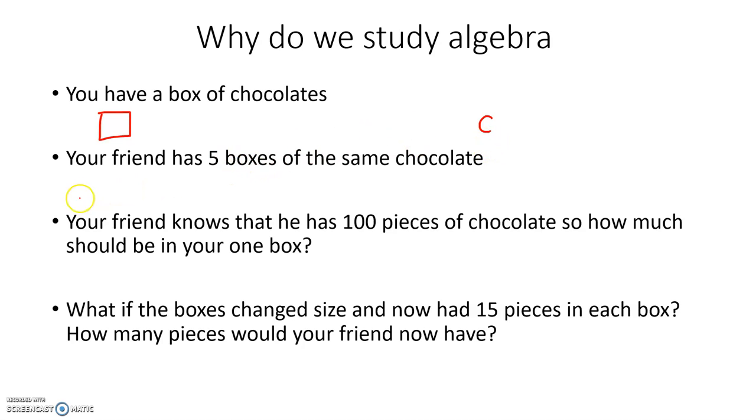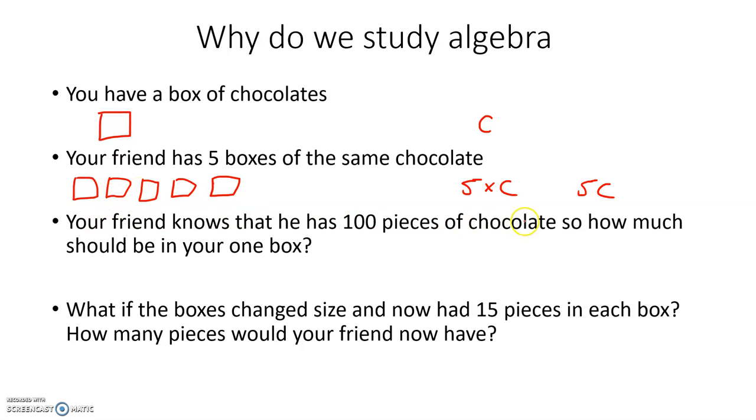I'm going to say your friend's got 5 of these boxes. So your friend may have, now, ideally, they'd all be the exact same size, but he's got 5 of these. So he has got 5 times C, or 5 lots of C. And when we're working with algebra, we don't need to put the multiplication symbol in the middle. We can say that he has got 5C, because he's got 5 lots of each of those boxes.